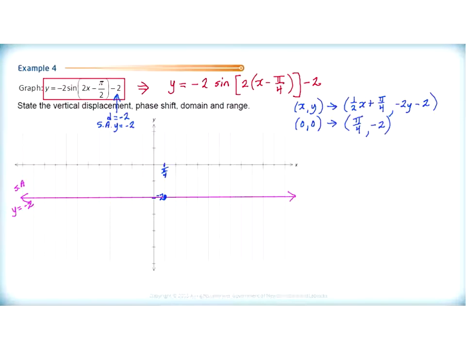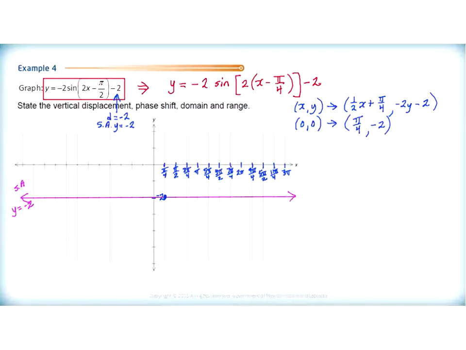So we will go up in increments of pi over 4 on our x-axis. 2 pi over 4 is the same as pi over 2. There's 3 pi over 4, 4 pi over 4, 5 pi over 4, 6 pi over 4, 7 pi over 4, and 8 pi over 4 is just 2 pi, 9 pi over 4, 10 pi over 4, 11 pi over 4, and 12 pi over 4 is just 3 pi.